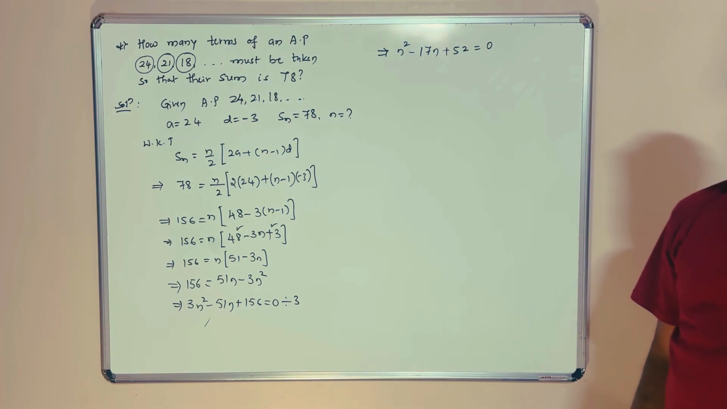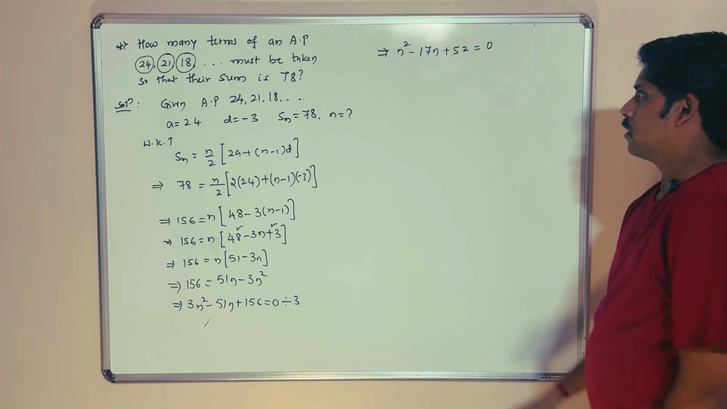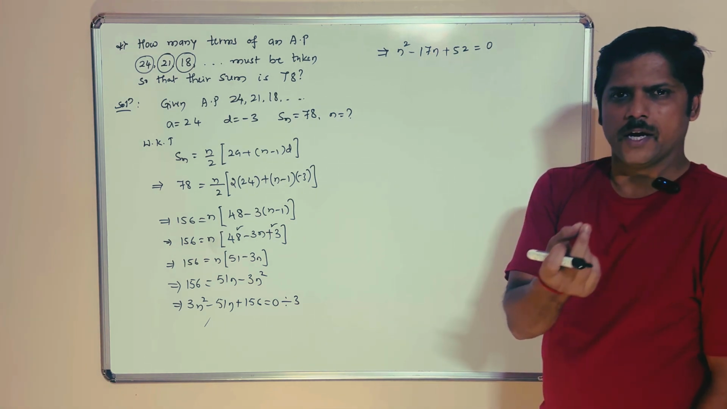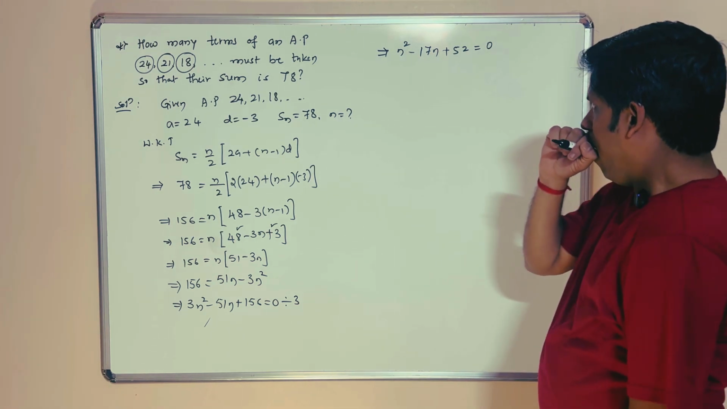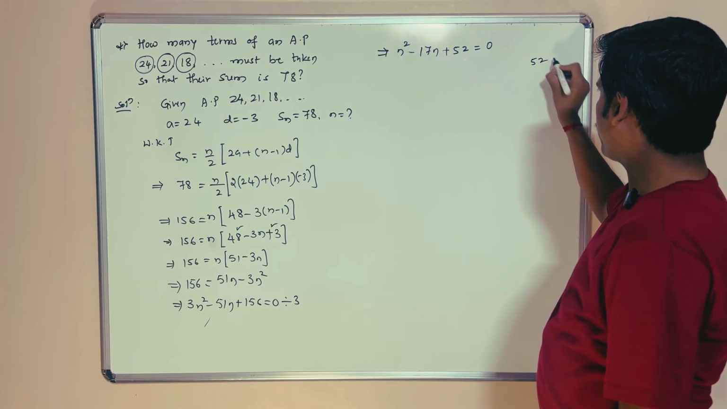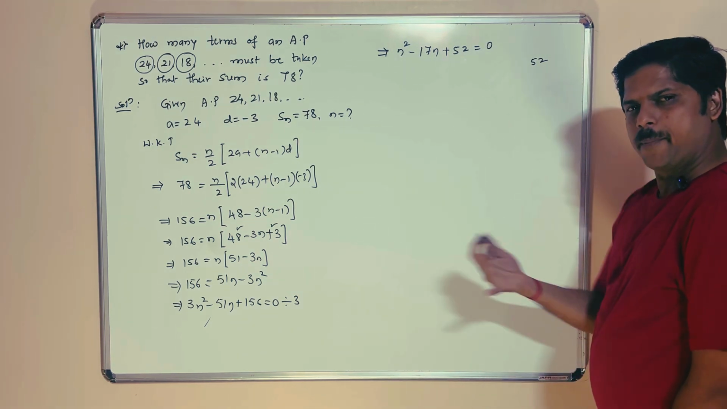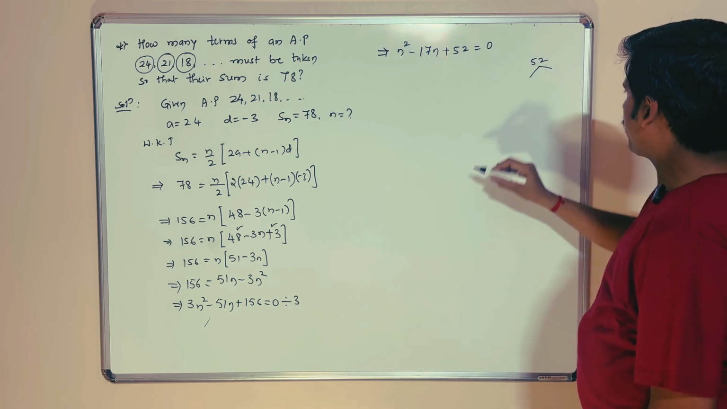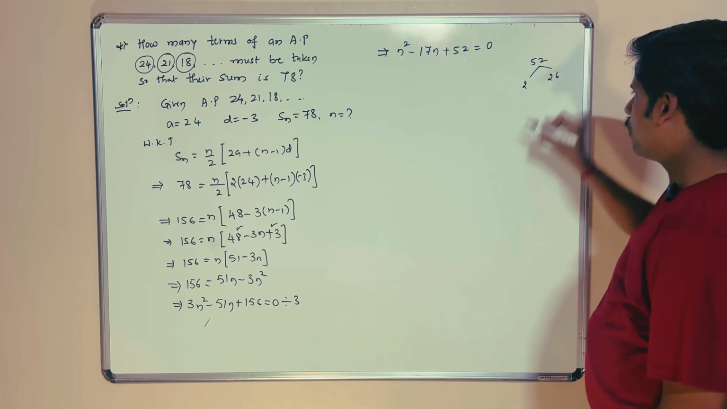Now it is a quadratic equation. Let us simplify this equation by the middle term splitting method. The product of the first term and last term is 52. The multiples of 52 are: 2 twenty-sixes are 52.